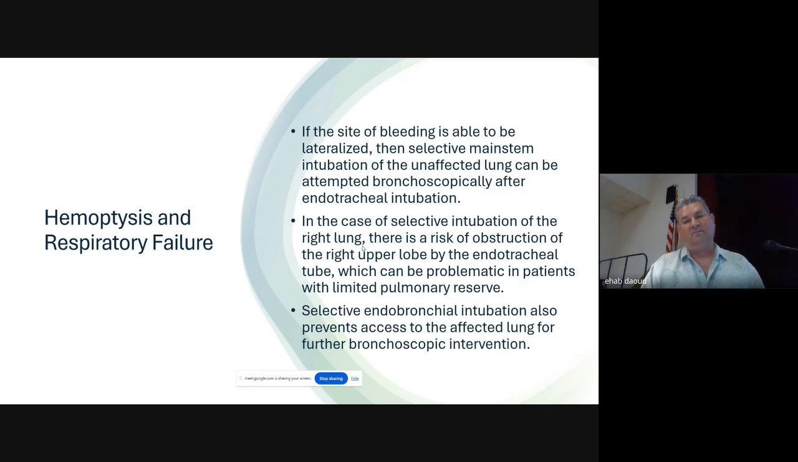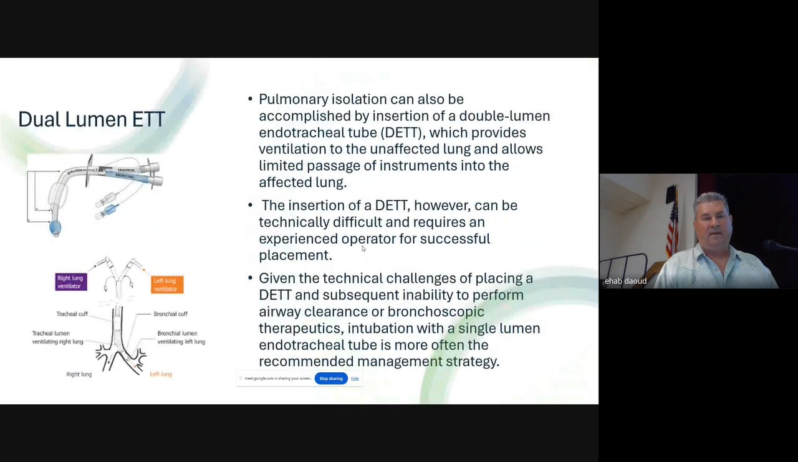Another technique, at least acutely, you can try to main stem away from the side that's bleeding to try to preserve the good lung. Put the bleeding side down, let gravity help you keep the other lung from getting affected, and then we can bronch. Another strategy, if you've got a thoracic anesthesiologist handy at 12 midnight, is to put a dual lumen endotracheal tube where you can separate the two lungs and ventilate one side differently than the other, or block one side or the other.